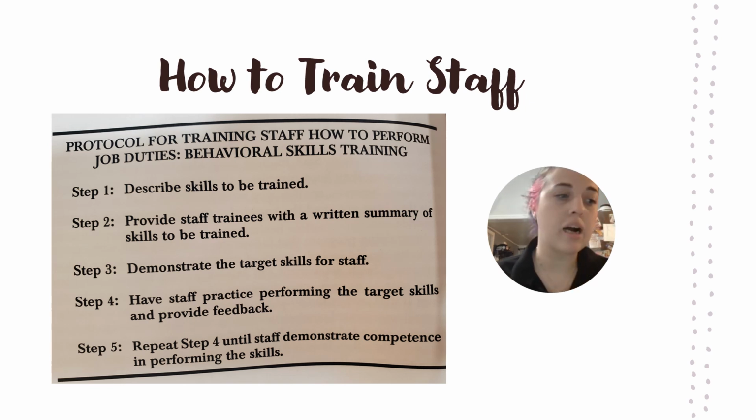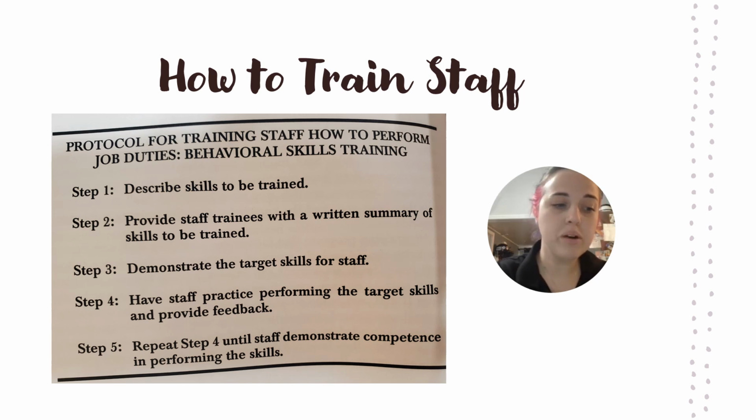So, how to train staff. I had a resource from the Supervisor's Guidebook, and this highlights protocol that should be followed to train staff. Step 1 involves describing the skills needed to be trained, which in this case would be to decrease the elopement, increase the waiting, and to implement the token economy. Step 2 highlights the importance of providing the trainee with a written summary of the skills that need to be trained.